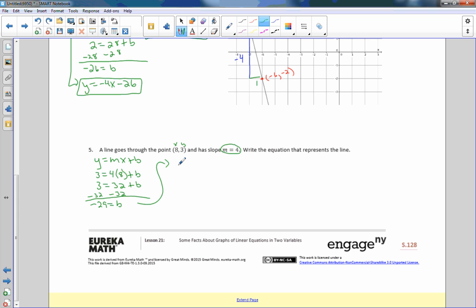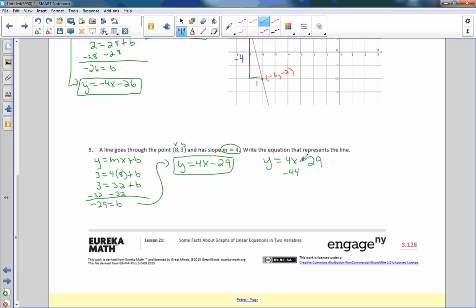So therefore, my equation is going to be y equals mx plus a negative 29, or minus 29. So there's the equation of the line in slope-intercept form. And I'm going to do this again every other time. Practice, practice, practice. Rearranging equations.